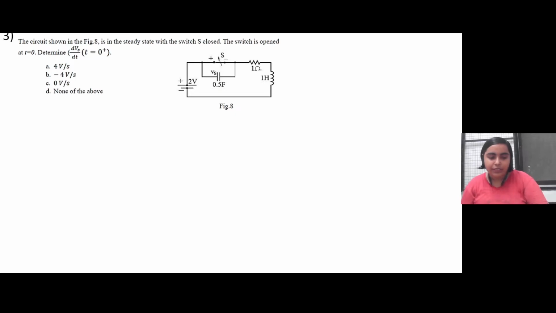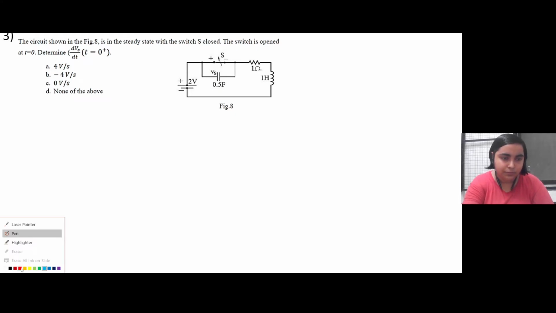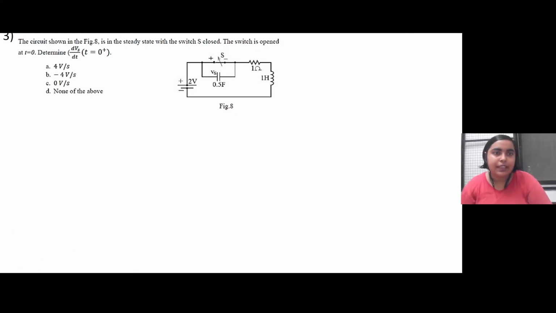So now that you're familiar with how to do this problem, let's try this one. The circuit as shown here is in steady state with this particular switch closed. Now the switch is opened at t equal to 0. You have to determine dv by dt at the instant just after switching. So initially, how will the circuit look like?